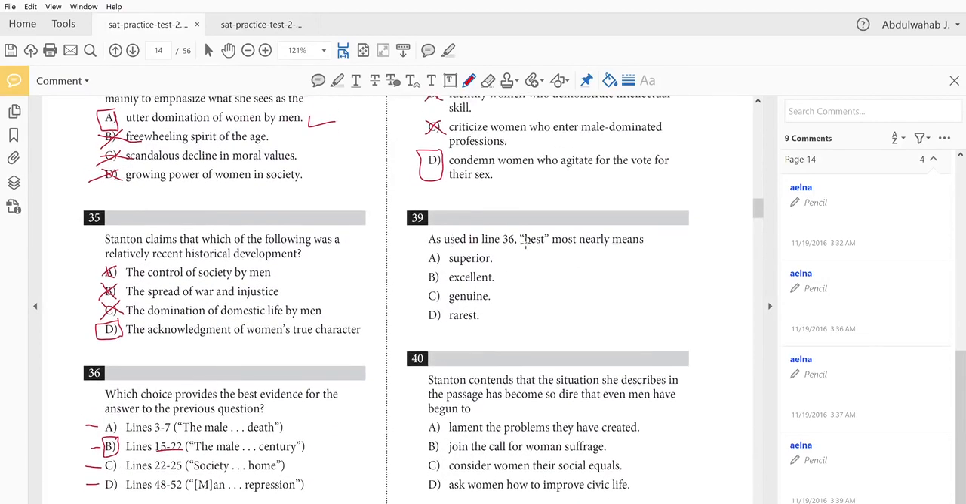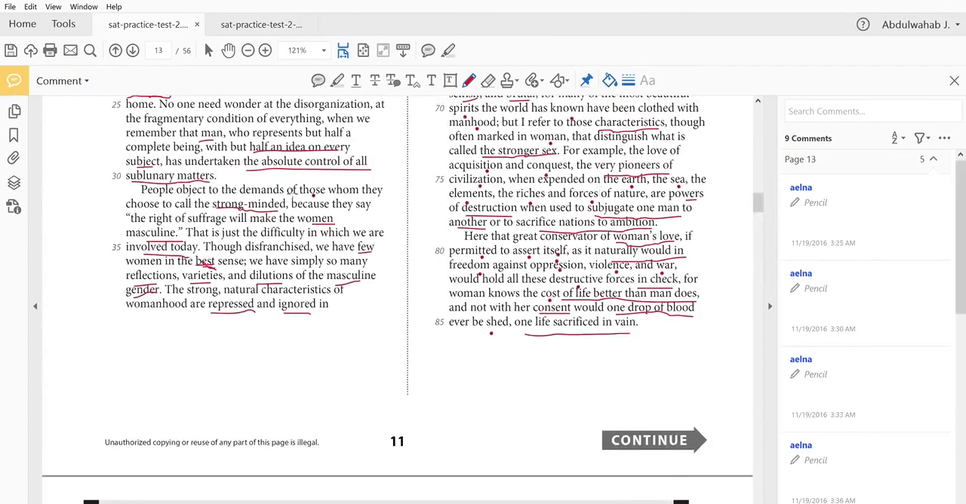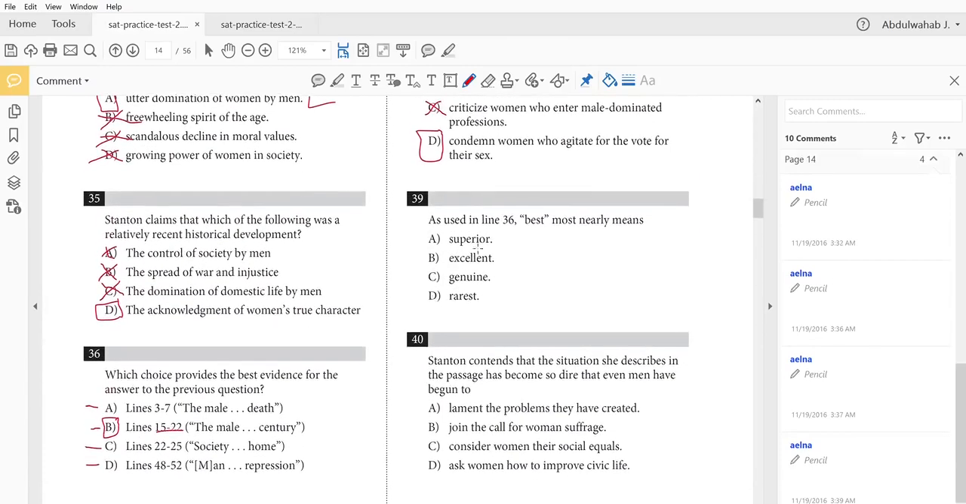Now, as used in line 36, best most nearly means, let's go back to line 36: though disfranchised, we have few women in the best sense. And when we read this, we said that here best would actually mean actual or true or real sense. So though disenfranchised, we have few women in the actual sense. We have simply so many variations and reflections and copies of the masculine gender. So here, best, in the best sense, in the true or the actual sense. So we're looking for a synonym for true or actual.